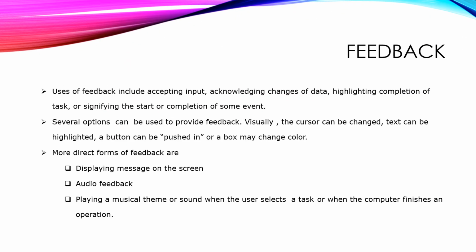Feedback. Uses of feedback include accepting input, acknowledging changes of data, highlighting completion of tasks, or signifying the start or completion of some events. Several options can be used to provide feedback. Visually, the cursor can be changed, text can be highlighted, a button can be pushed in, or a box may change color. More direct forms of feedback are displaying a message on the screen, audio feedback, or playing a musical theme or sound when the user selects a task or when the computer finishes an operation.